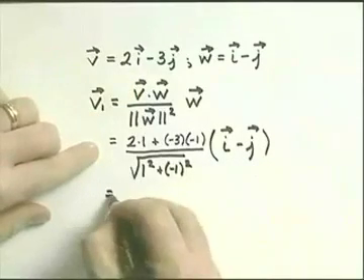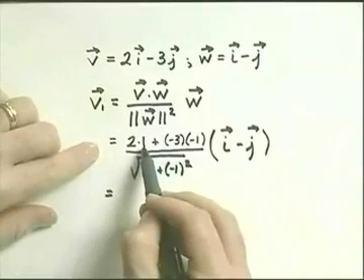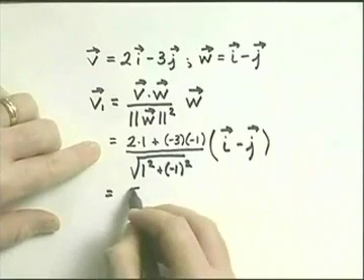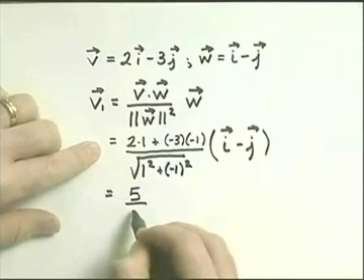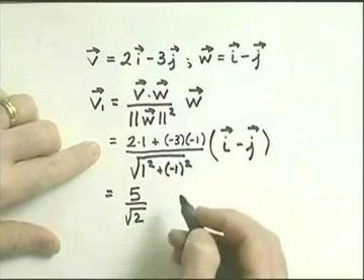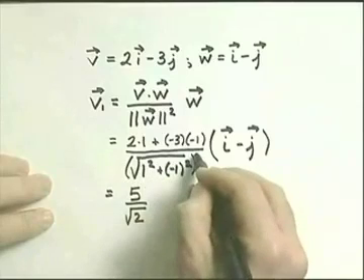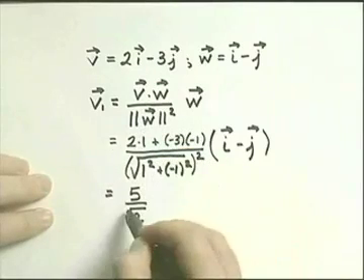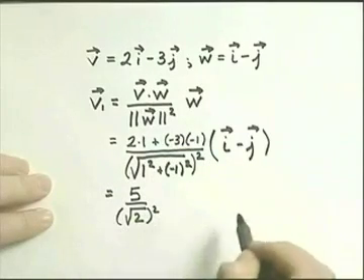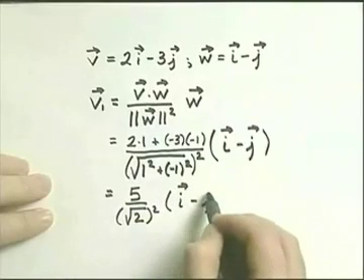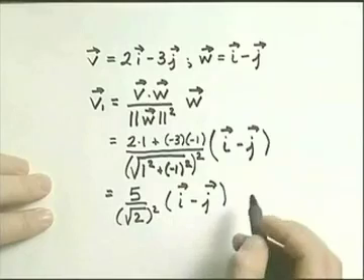So now let's work this all out. I have 2 times 1 is 2, and this is going to be plus 3, so that's 5. And the denominator is going to be the square root of 2, and then I have to square that result. I forgot to put the square up there, but that's okay. We can recover. So I square that result, and then I have times the vector w, i minus j.